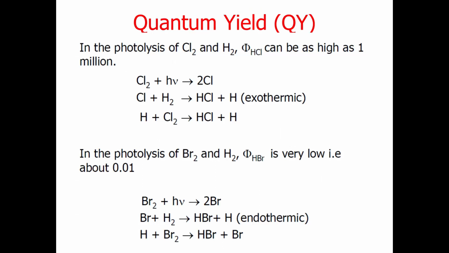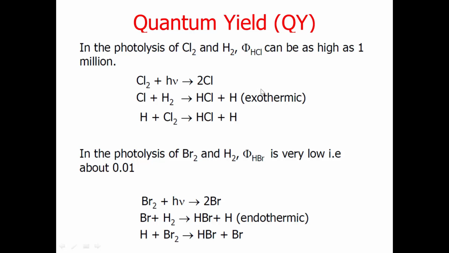Okay, so you just see two different examples of photochemical reactions. The first one is the photolysis of chlorine and hydrogen. In the photolysis of chlorine and hydrogen, it will produce hydrogen chloride. The reaction can take place in such a way. First, what happens in the primary process? Chlorine absorbs the photon energy and forms the chlorine free radical, or chlorine atom. Then chlorine reacts with hydrogen, and it will form HCl plus H.